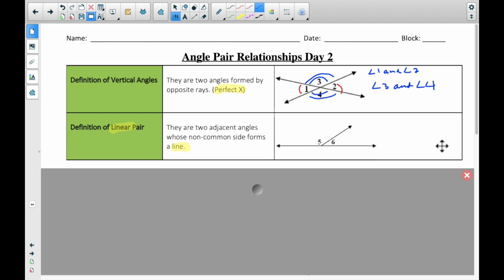Linear pair: two adjacent angles whose non-common sides form a line. Well, that's kind of confusing. Let's look instead at the phrase. It's a linear pair. It makes a line. So a pair means two, right? Two angles together that make a line. So in this case, angle 5 and angle 6, they make a straight line. And so since they make a straight line, they are a linear pair. All right, angle 5 and angle 6 are a linear pair.